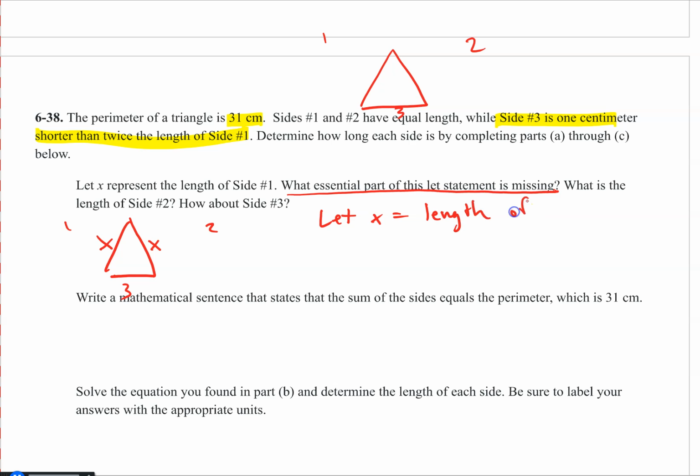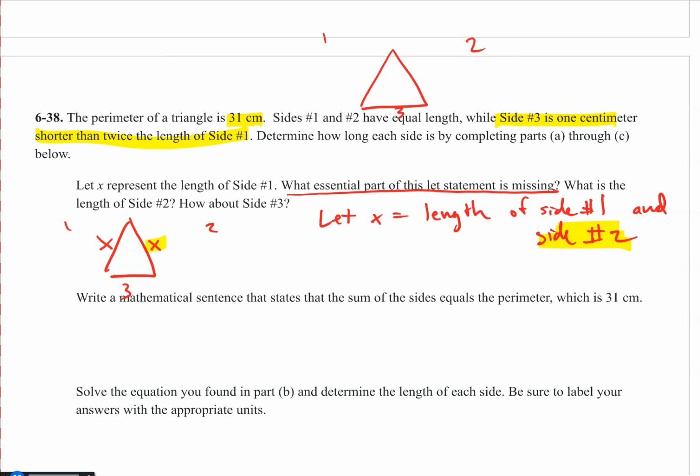This is what we have. But it's missing length of side number 1 and side number 2. So this is the missing part. Alright, so what is the length of side 2? We just said that. It's x. And what about side 3?